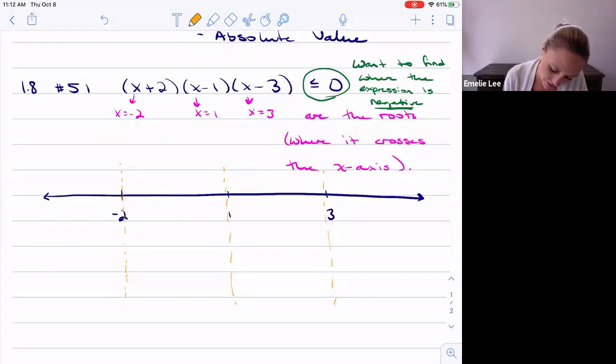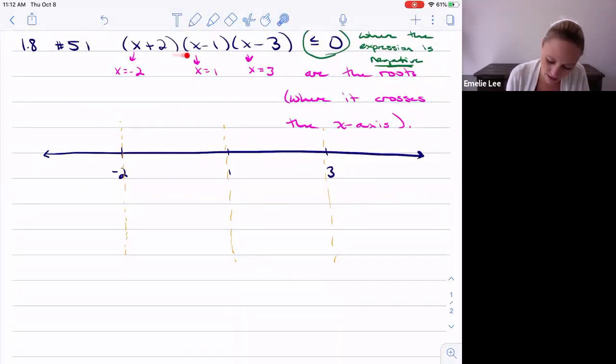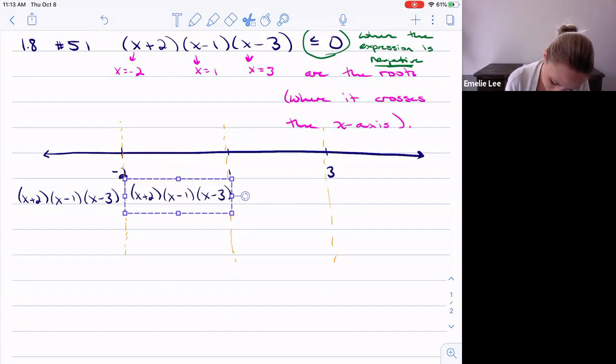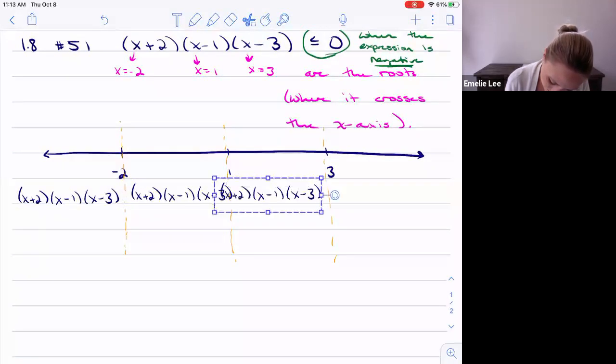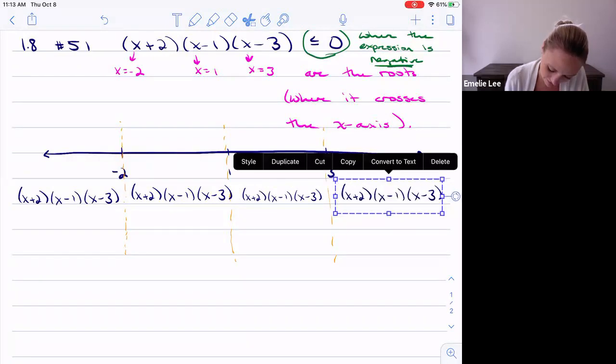Okay. So what we did was we used this factored version, and we said, okay, if I've got x plus 2, and I'm going to write it pretty small because I want this replicated in each of these sections. So I'm just going to copy and paste this. Copy, paste, paste. Uh-oh. Need it to be smaller. Cheating, I know. There.